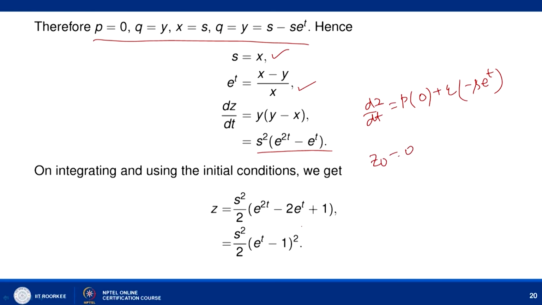And we can again integrate, and using the condition that z naught equal to 0, you can simplify that z equal to s square by 2 into e to the power 2t minus 2 e to the power t plus 1, which is nothing but the whole square of e to the power t minus 1. So, z equal to s square upon 2 into e to the power t minus 1, whole square.